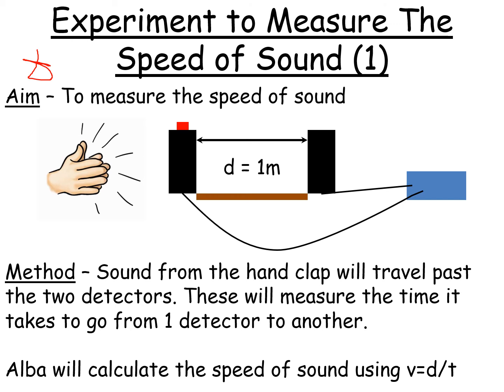We've got the method here, which I've summarised for you, so please copy that along with the aim and diagram. Sound from the hand clap will travel past the two detectors. These will measure the time it takes to go from one detector to the other, and we can calculate the speed of sound using our good old friend, speed is equal to distance over time, where the distance is 1 meter, and the time is the time for the sound to travel from one detector to the other.